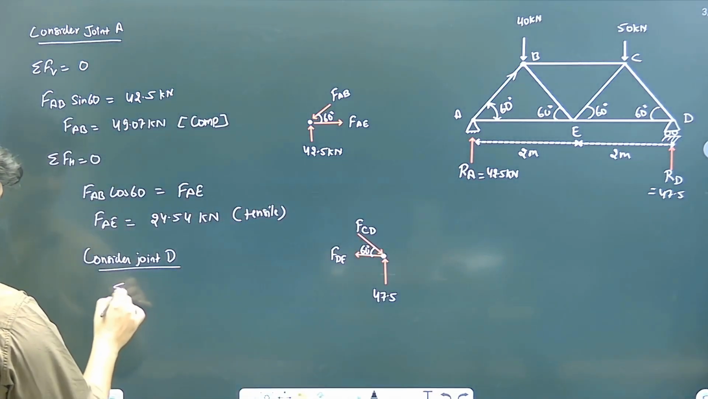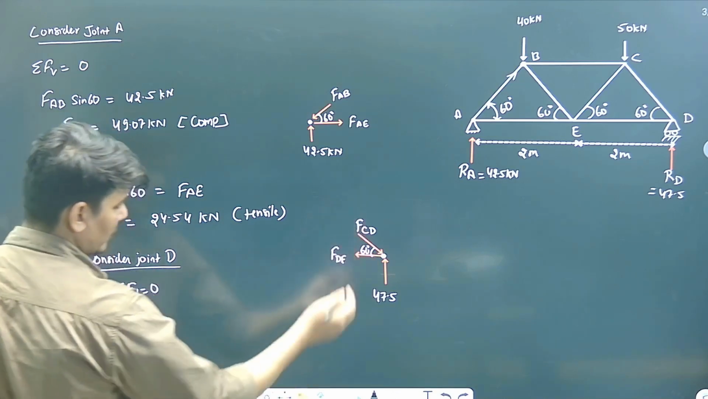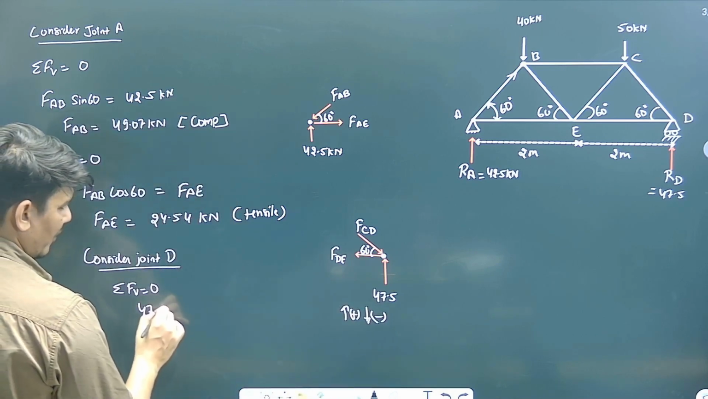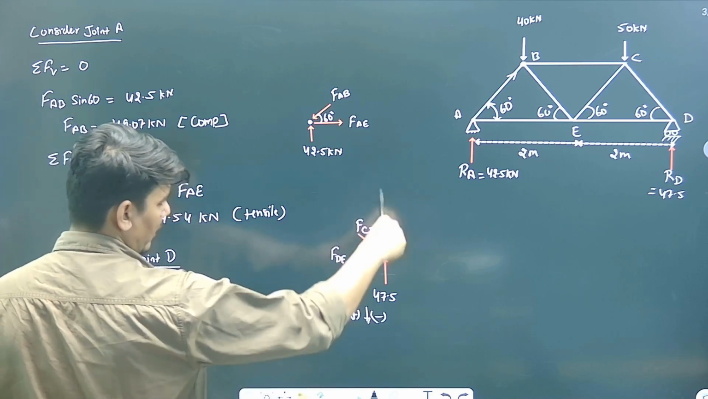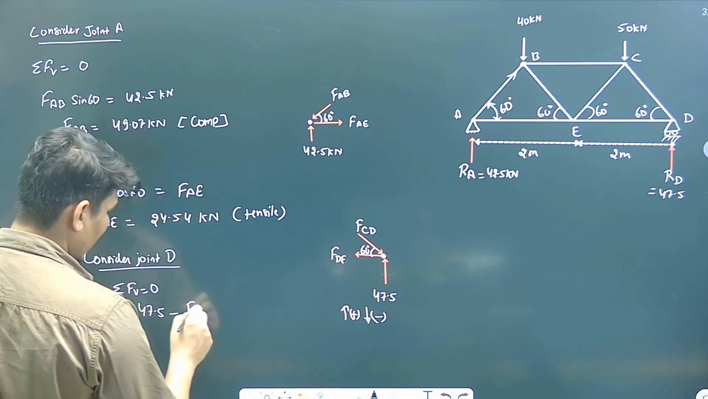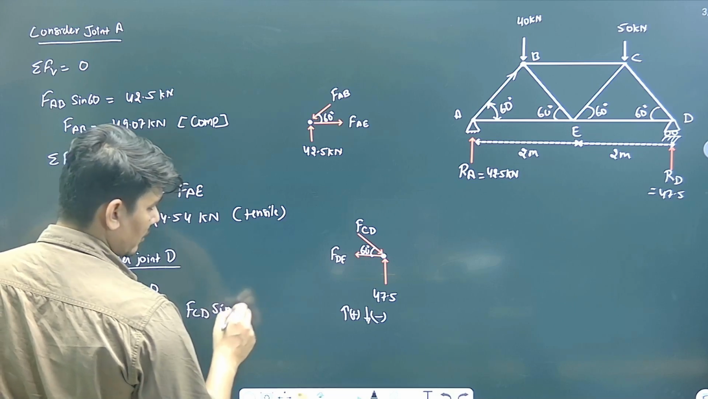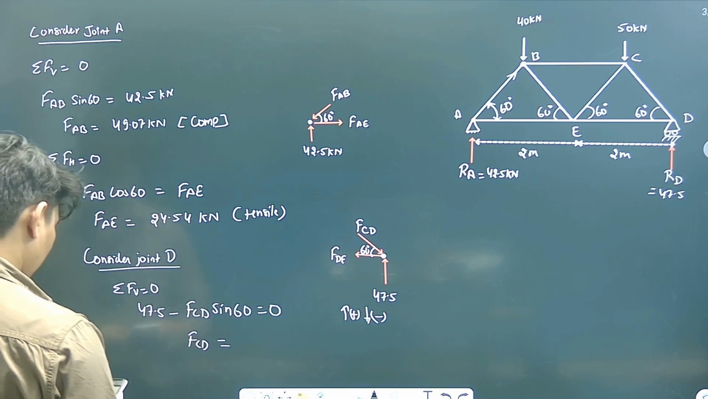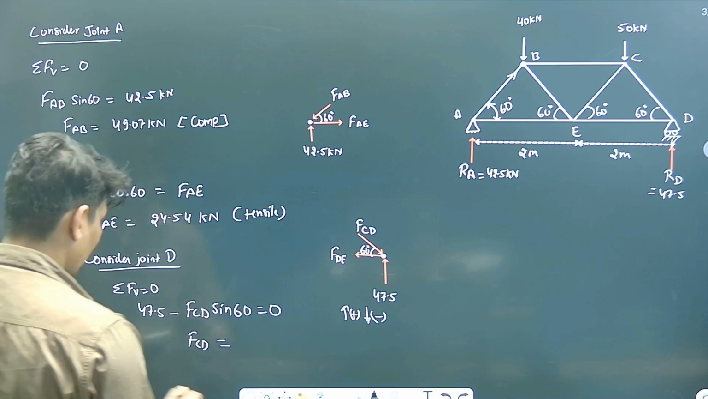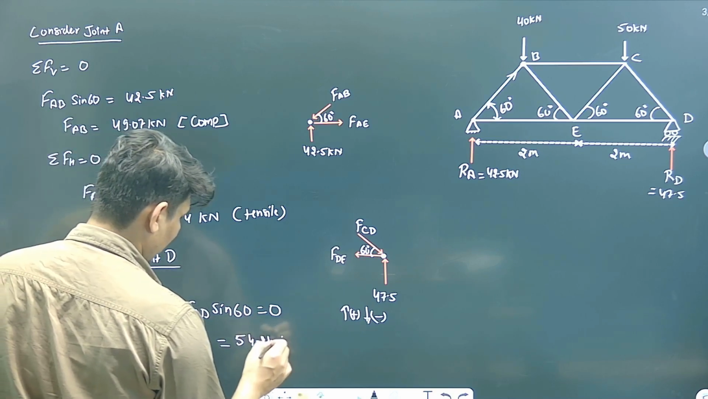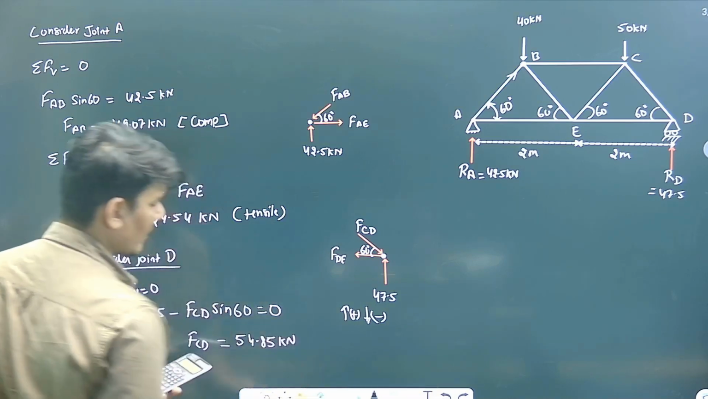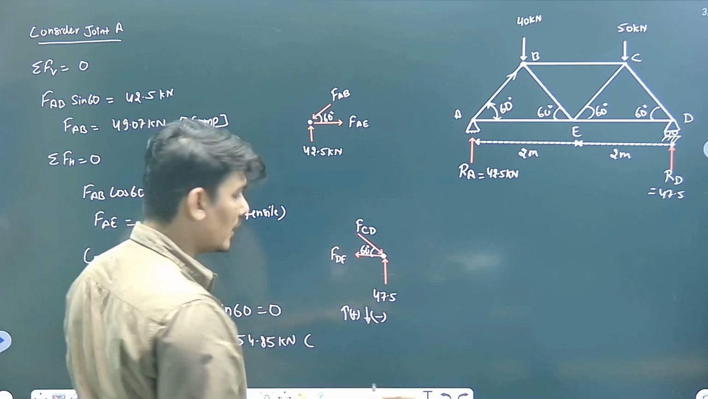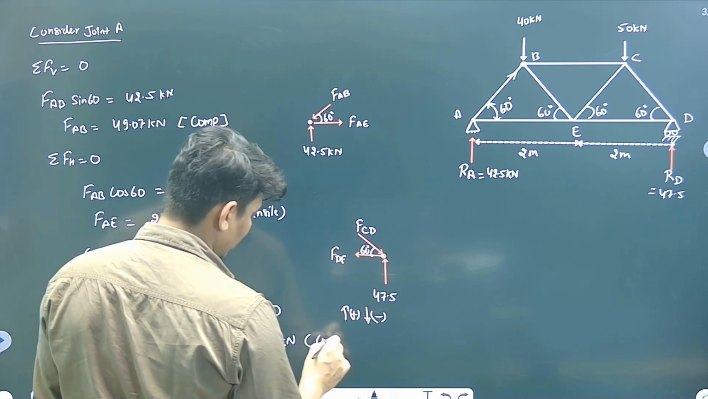So resolve first vertically. Summation of all the forces in vertical direction should be 0. Upward force is taken positive. Downward force is taken negative. So 47.5 minus the vertical component of this force CD, which will be F of CD sin 60, equals 0. F of CD from here will be equal to 47.5 by sin 60. This is 54.848, say round figure 54.85 kilonewton. So force in CD member is found, and this value is 54.85, and the result is positive. I assumed the direction is compressive, so the nature is compressive, that's okay.